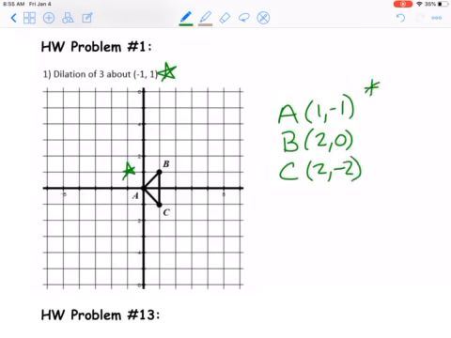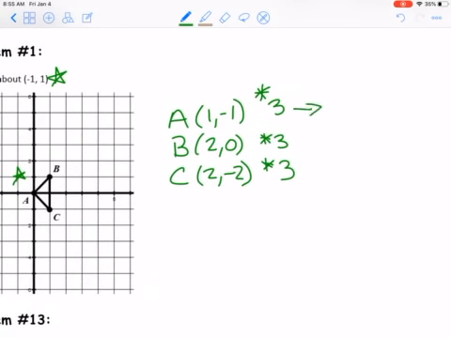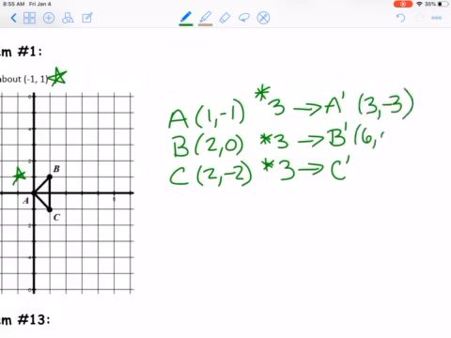And then I times those all by 3. And it gives me my A prime, B prime, C prime. So each of those values is just multiplied by 3, and that's it. So we get 6, 0 there. We get 6, negative 6.